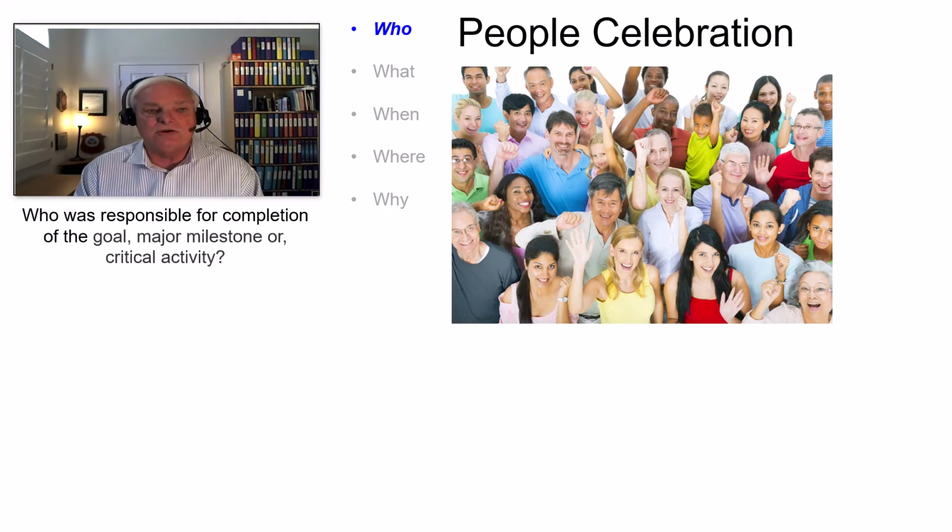Let's start with the who. Who was responsible for completion of a goal, major milestone, or critical activity? So that who could be a specific person, it could be a team, it could be a group of people that aren't in a team. So it could move across different functions. But if we're going to do a people celebration, we need to know who was linked to that major goal, that milestone, that critical activity getting completed. And that may take a little bit of research.